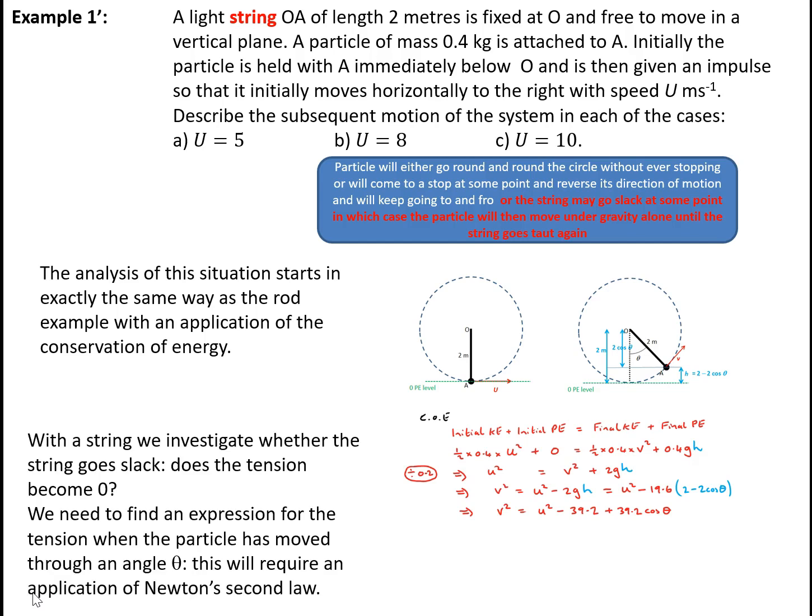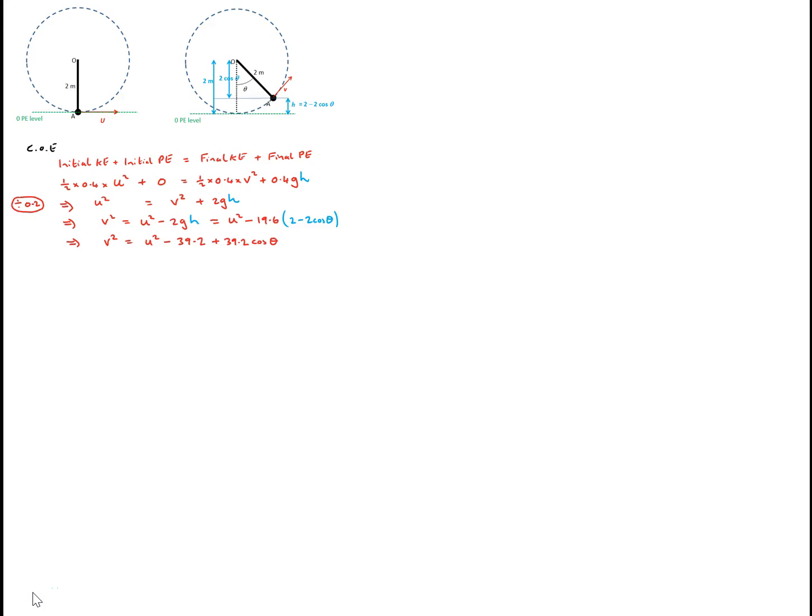Now, with a string, we've got to investigate whether the string has the possibility of going slack or not. Does the tension in the string ever become 0? So what we need to do is start applying Newton's second law and use it to find an expression for the tension and then decide whether the tension could possibly become zero or not. So there's our conservation of energy equation.